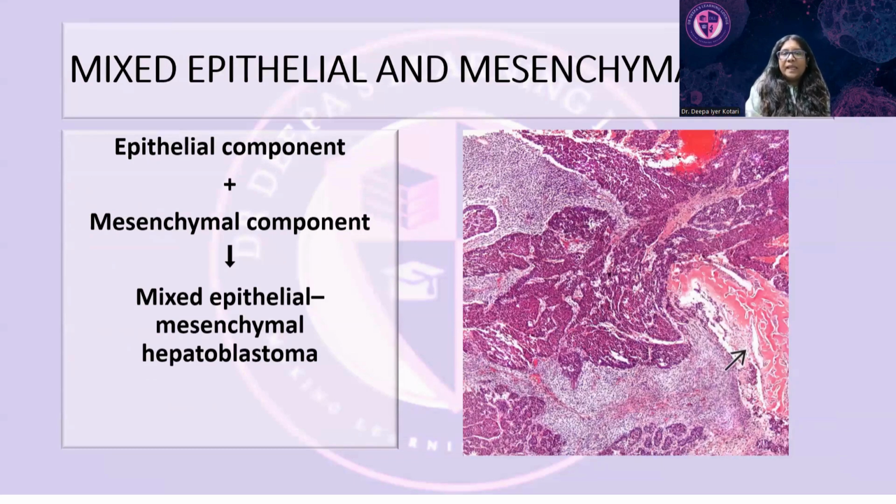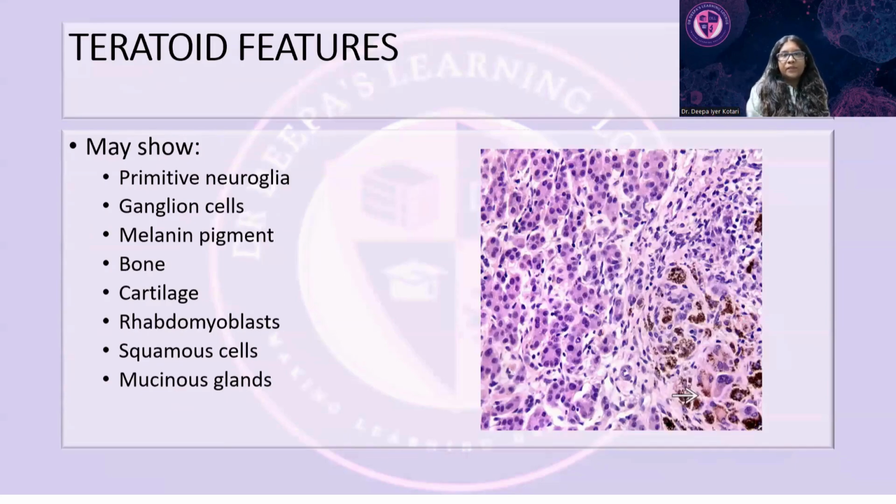When both epithelial and mesenchymal components are present, we describe the tumor as a mixed epithelial mesenchymal hepatoblastoma. The epithelial component may contain fetal and embryonal elements, while the mesenchymal components, like I already told you, include primitive spindle cells. It can have fibrous tissue, osteoid bone, cartilage, or rhabdomyoblasts.